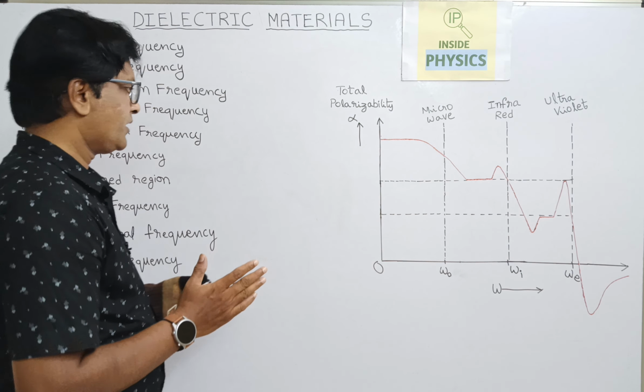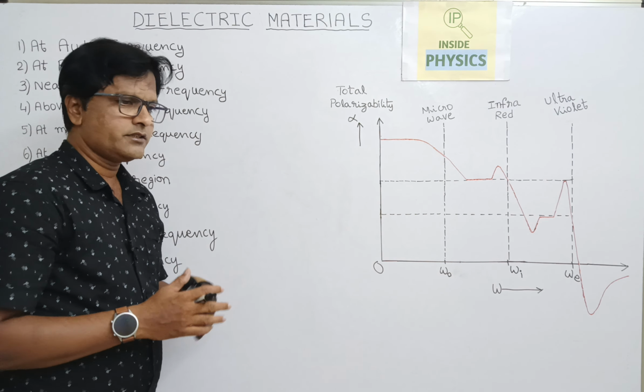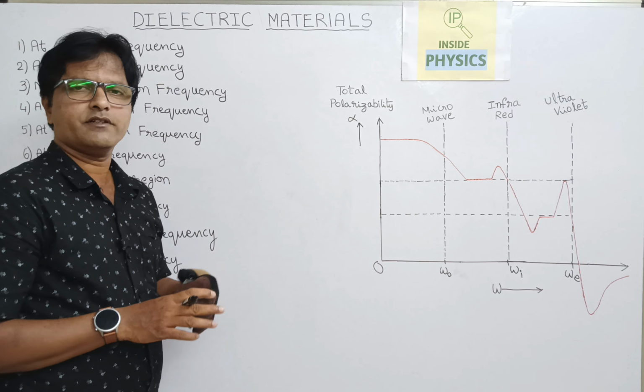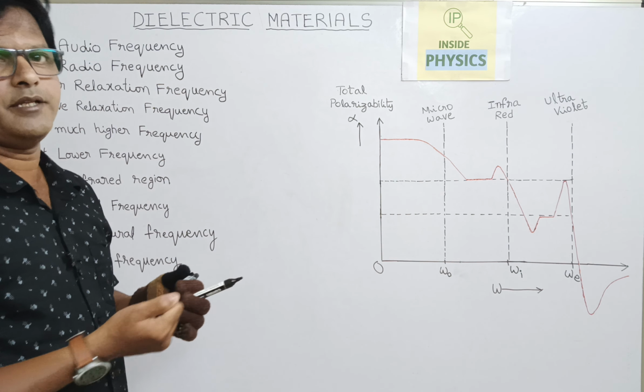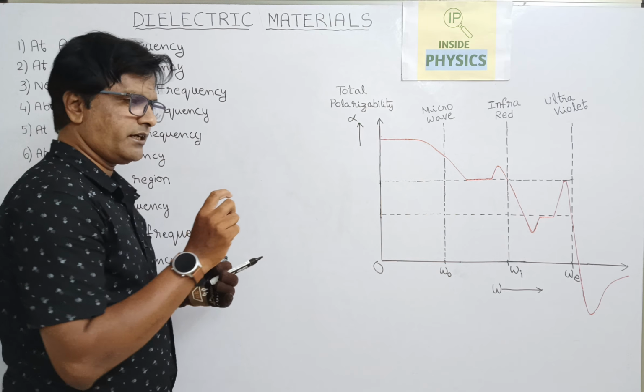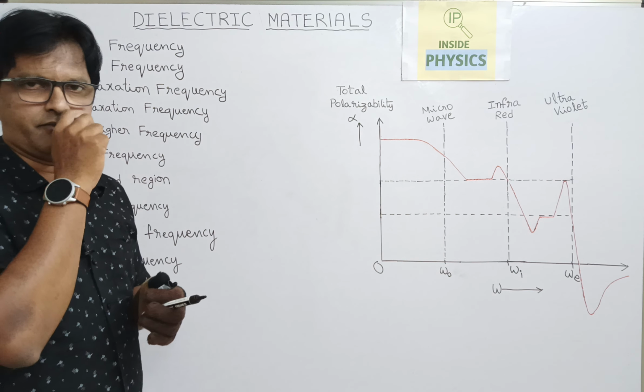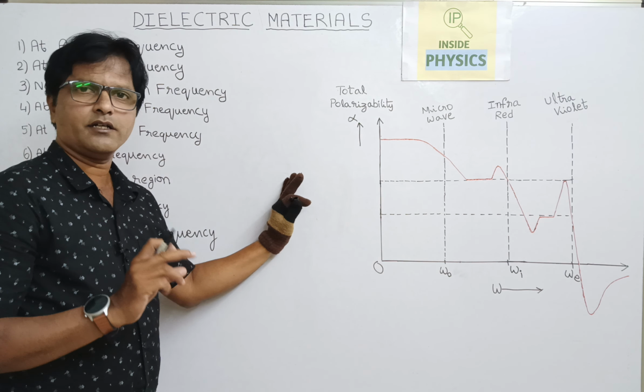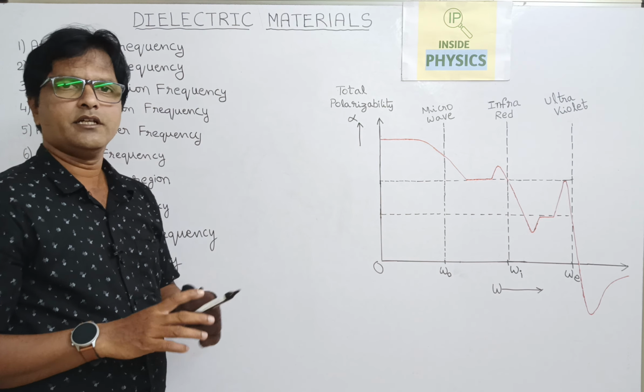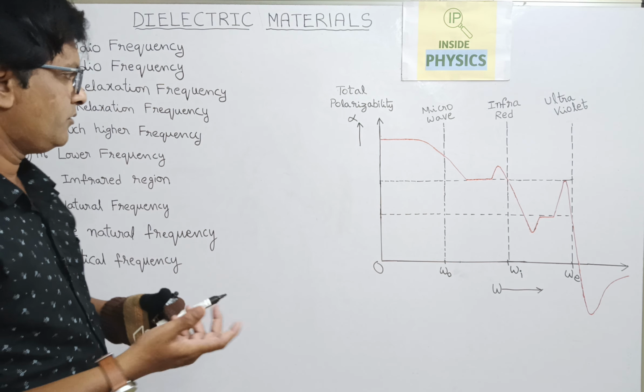If this is analogous to the applied frequency, the power loss will be minimum. If there is a phase difference or time lag between the oscillation of the dipole and the applied frequency, the power loss will be more.